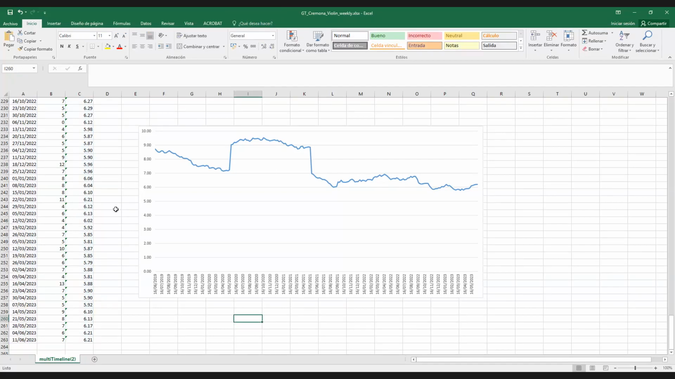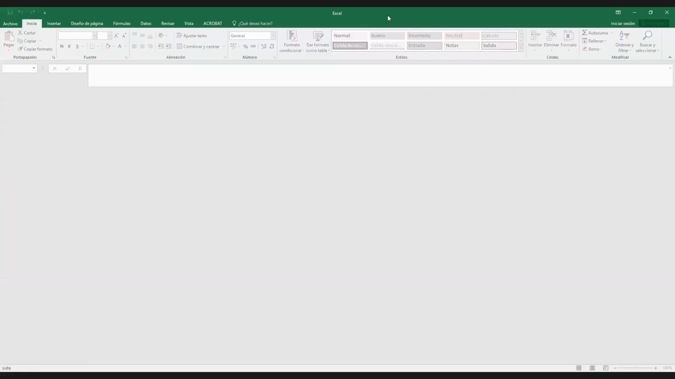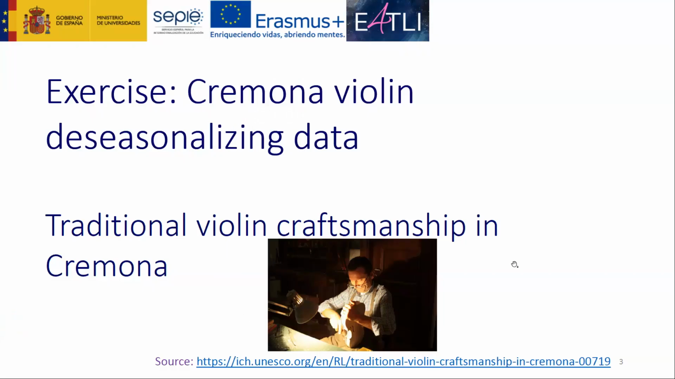Any question in connection with Excel? No, thank you. Okay, so I'm going to close the Excel. I have already stopped sharing, and we go back to the PowerPoint. Here we are back in the PowerPoint. Can you see the PowerPoint?